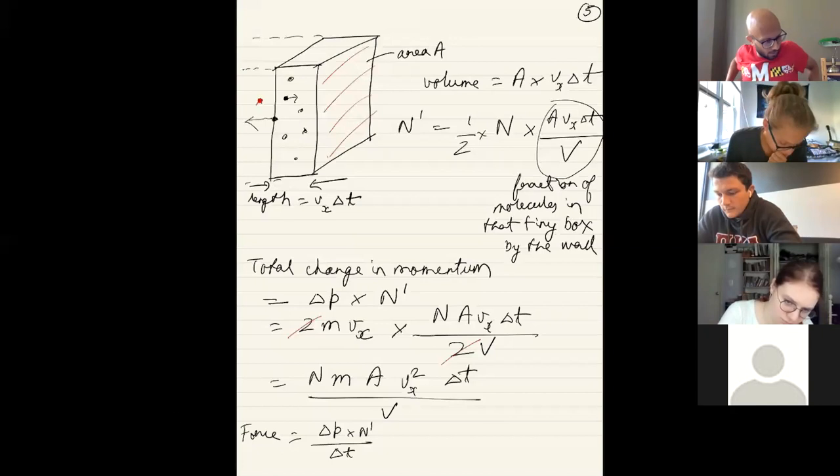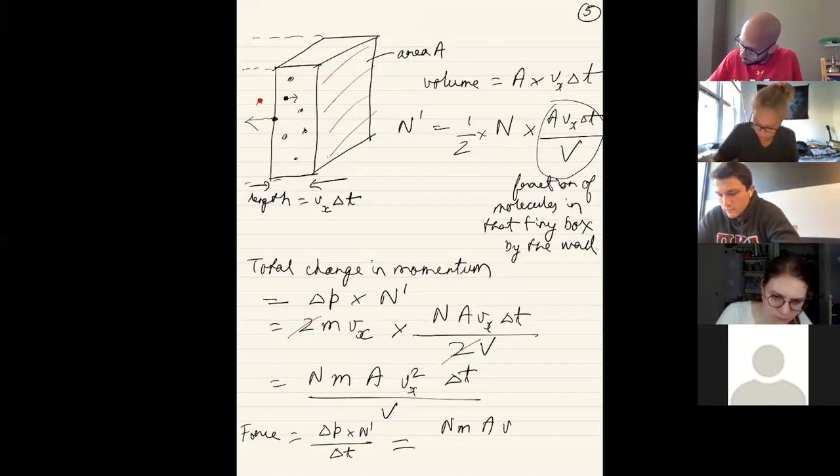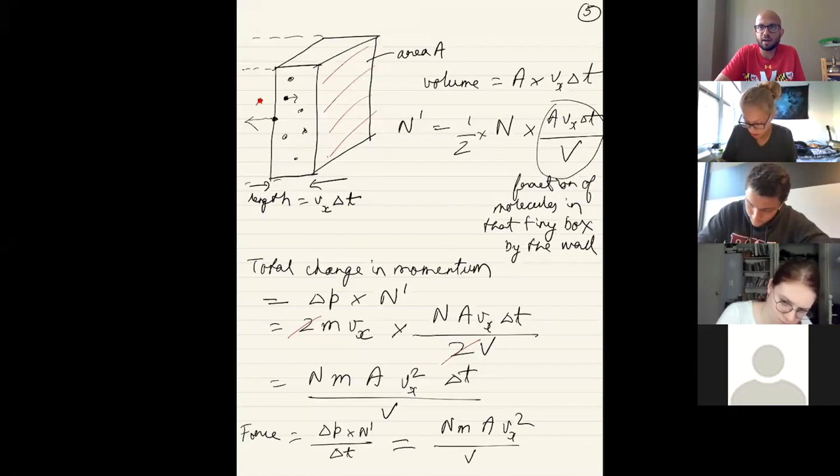So this will be given by, the delta t will now go away, and we will have N m A Vx squared by volume. This is our force. We are almost at pressure now, because what is pressure? Pressure is force by area. So this A has to be brought to the denominator on the left side. You divide by it, and there we will have our pressure.